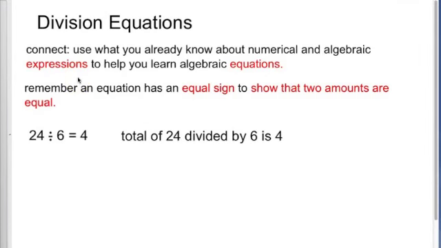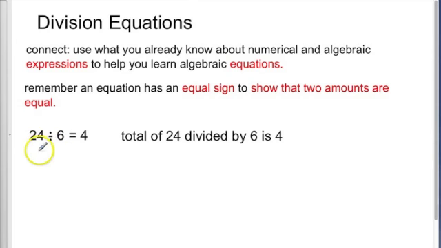Today we're going to continue to look at equations. This time we are going to look at division equations. We're going to keep in mind all the things that we already know about equations to help us with division equations today. Remember when we were figuring out if an equation is equal or not, we have to look at both sides of the equal sign.